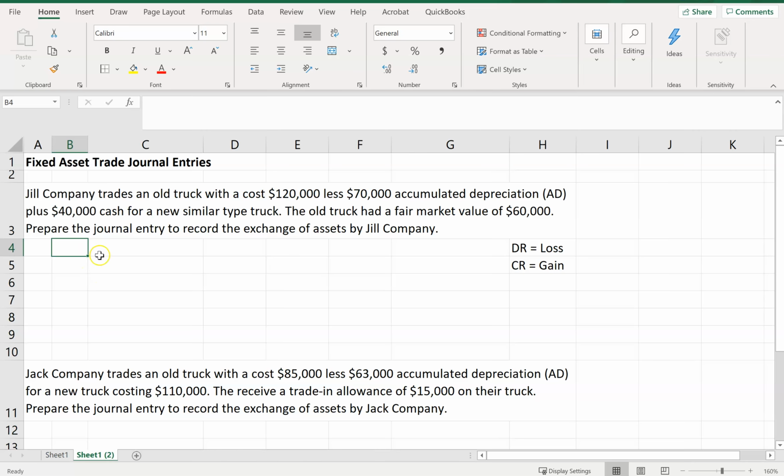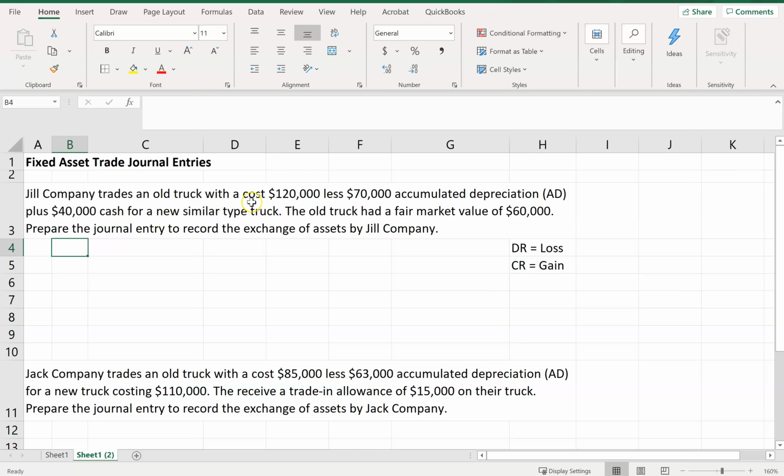So for our first example, Jill Company trades an old truck with a cost of $120,000 less $70,000 accumulated depreciation, or AD, plus $40,000 cash for a new similar type truck. The old truck had a fair market value of $60,000. Prepare the journal entry to record the exchange of assets by Jill Company. Okay, so let's just kind of chip these away as we go.